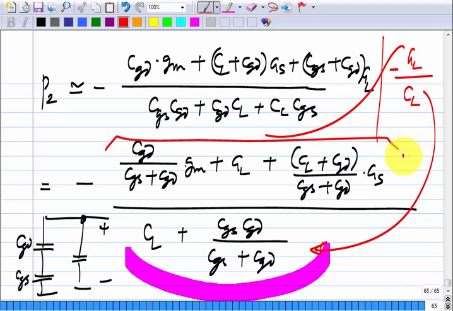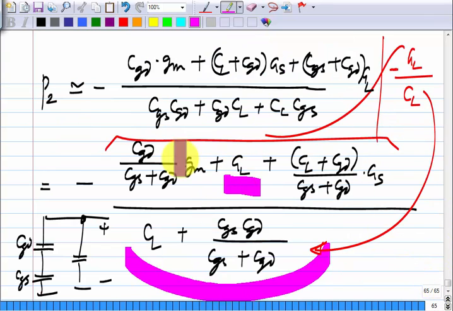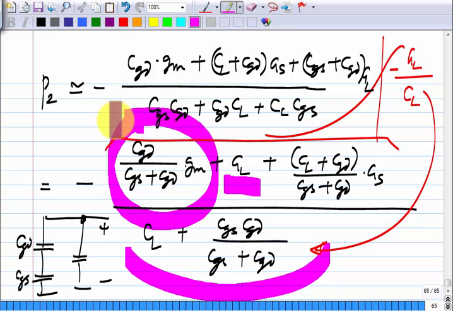So what's the interpretation now? We have GL. Okay, thankfully, if that was not there, then I would have some serious explaining to do. But GL is there because it appears between the output node and ground. But in addition to that, I have these conductances. Again, some of that can be blamed on the approximation, but certainly not this. How would I get a conductance like that? GM times CGD by CGS plus CGD.